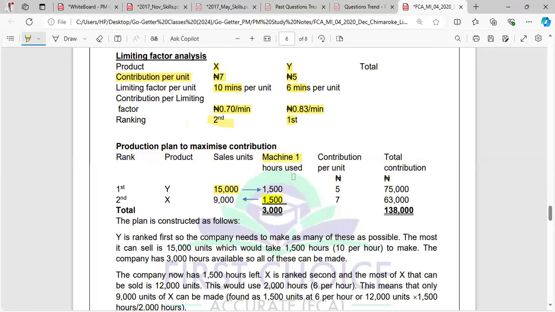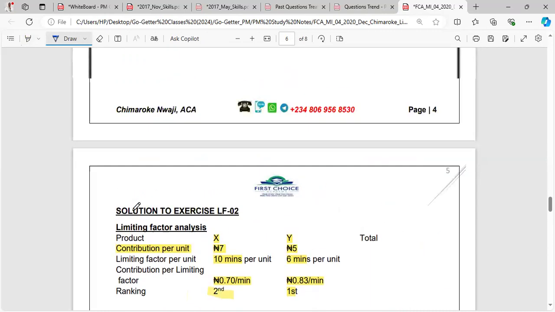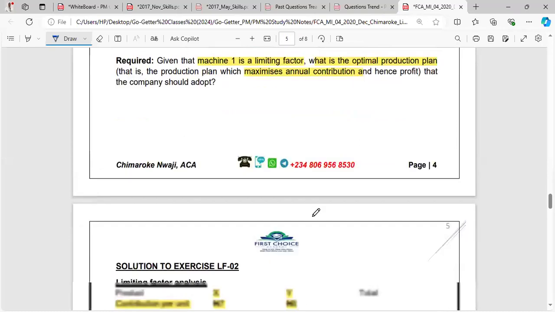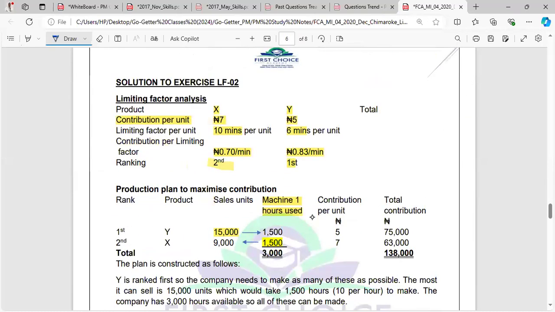Look at machine 1 is the scarce resource. We are going to bring the scarce resource here. How many hours are we going to use? So let's see. We have 6 per minute, right? We have 6 per unit. Or we have how many per hour? Let's look at the one in per hour already. 10 units per hour. Okay, we have 10 units per hour.